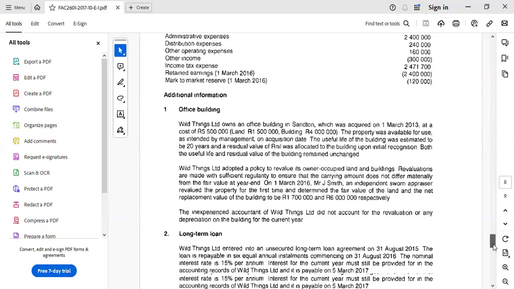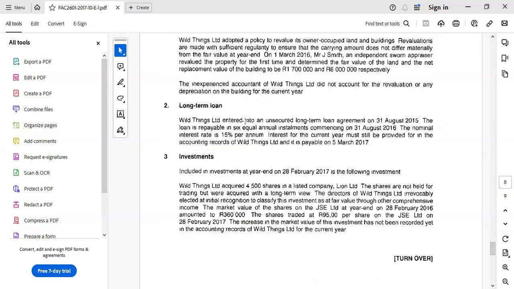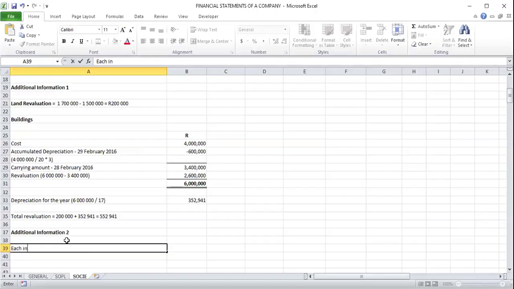Now remember that the original loan was to be paid in 6 equal annual installments. Right, so that means each installment is equal to 2.7 divided by 5, which is equal to what? Why am I dividing by 5? The remaining loan is made up of 5 installments. Although it was 6 installments, one had already been paid on 31 August 2016.